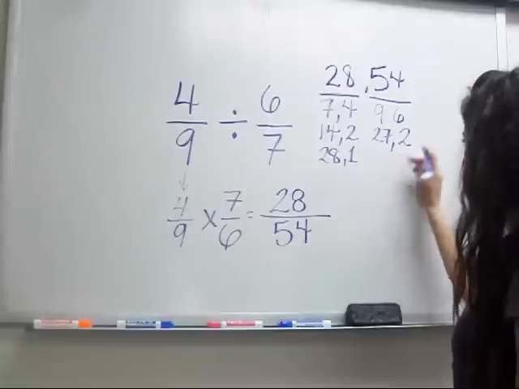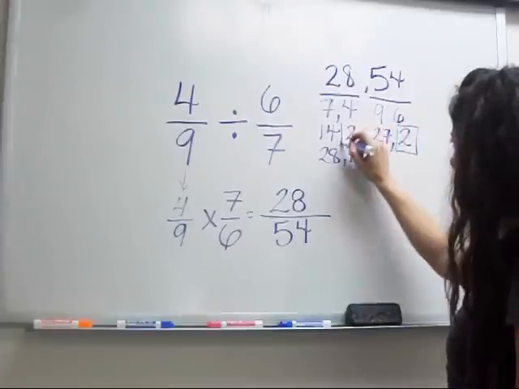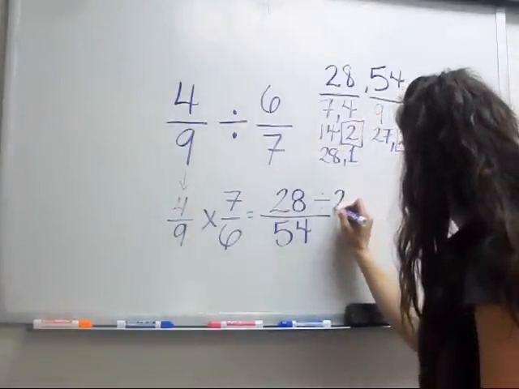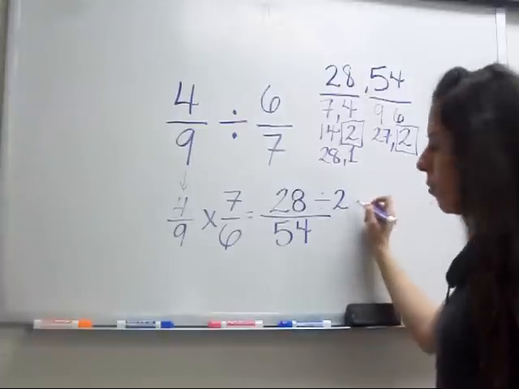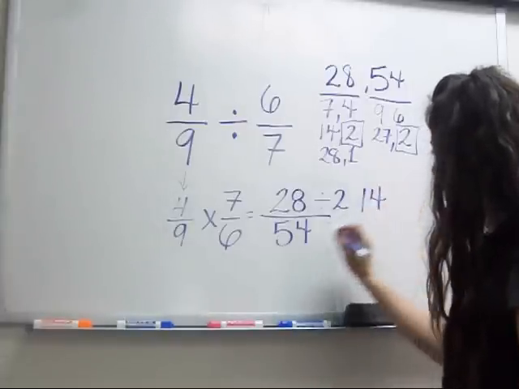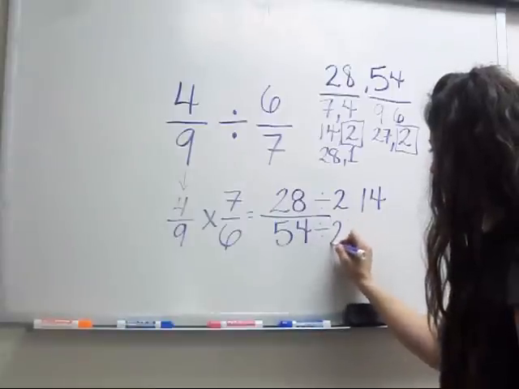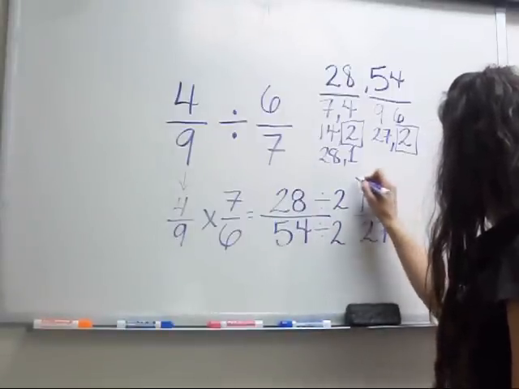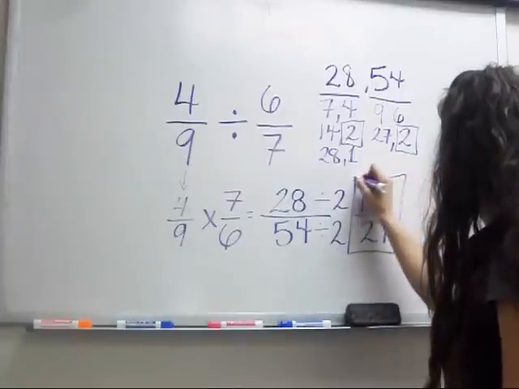I don't see a greater common factor. Looks like it's just simply 2. So let's divide by 2. 28 divided by 2 is 14. 54 divided by 2, 27. Final answer, 14/27.